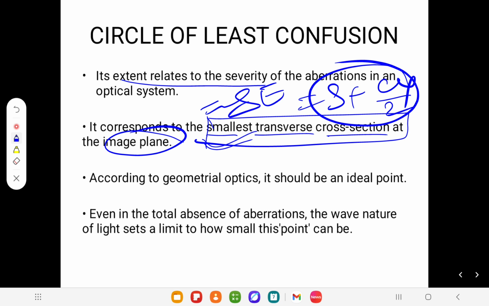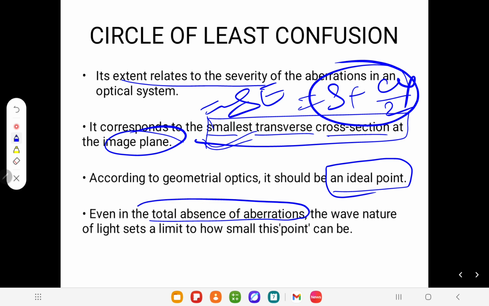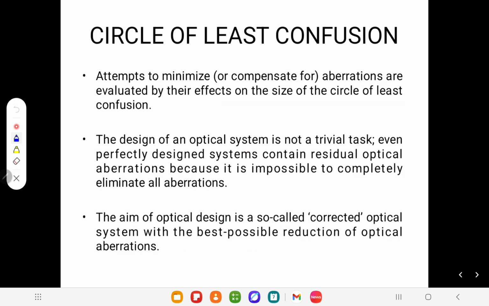According to geometrical optics, it should be an ideal point, but there is no ideal point, so what should be the appropriate and best point? That should be the circle of least confusion. Even in the total absence of aberration, the wave nature of light sets the limit on how small the point can be. So I have already told you, even in a total absence of aberration there will be a defect because of the wave nature of light. So it's impossible to create an ideal imaging system.